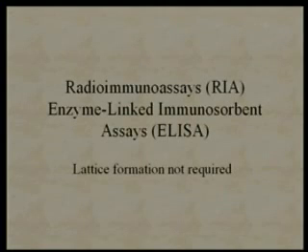All right, so this next group of assays, the radioimmunoassays and the enzyme-linked immunosorbent assays, are in principle identical. The only difference is the readout. In the radioimmunoassays, some sort of radioactive tag is used, and you measure radioactivity. In the ELISA, you attach an enzyme, again either to the antigen or the antibody, and then you measure enzymatic activity. Now, this is the first group of tests that we come across that do not require lattice formation.